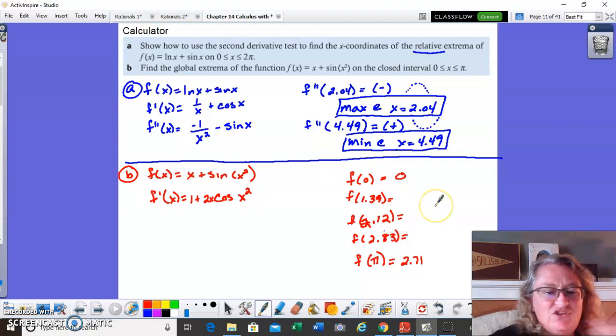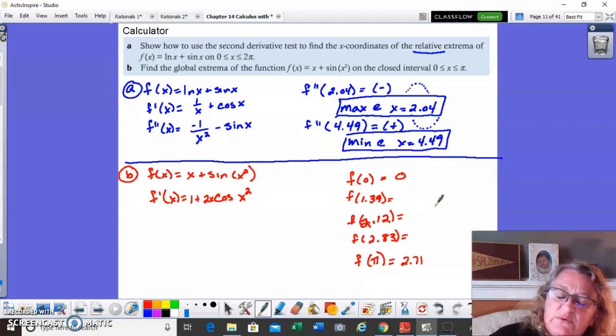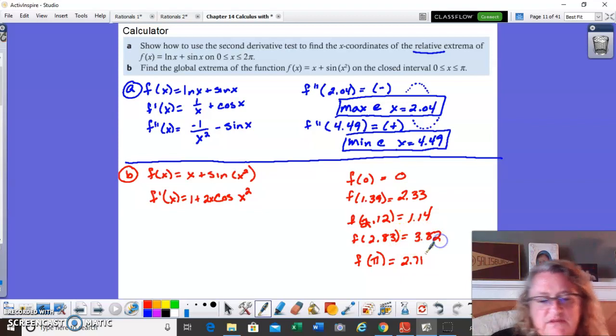And just by looking at these values of what f is, I can tell you what the absolute highest number is and what the absolute lowest number is. I don't need to go to the second derivative to do that. So if I take these numbers and I actually substitute them into my original function using my calculator, I will get 2.33 for that one. I'll get 1.14 for this one, and 3.82 for this one.